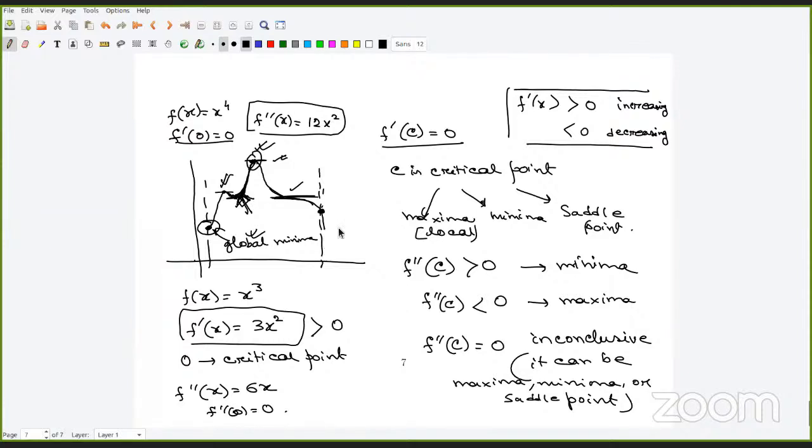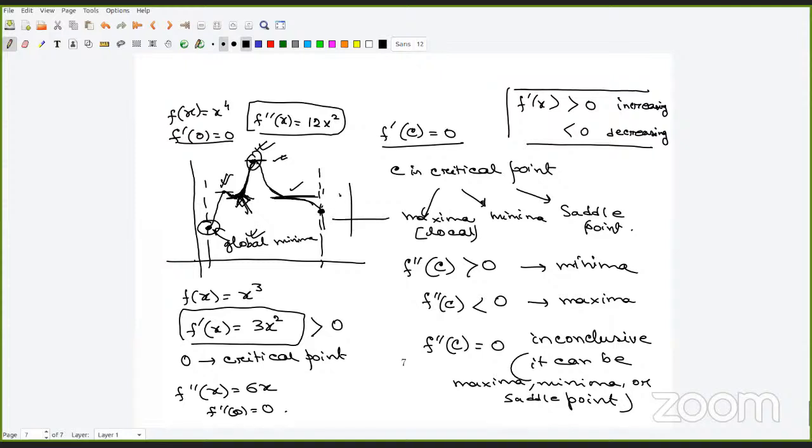So the turning point basically corresponds to local maxima or local minima, only for those, right? Global means the minimum value of the function. It may be the turning point, but it is not necessary that it has to be a turning point. Okay, I got it. For x square, the function x square.